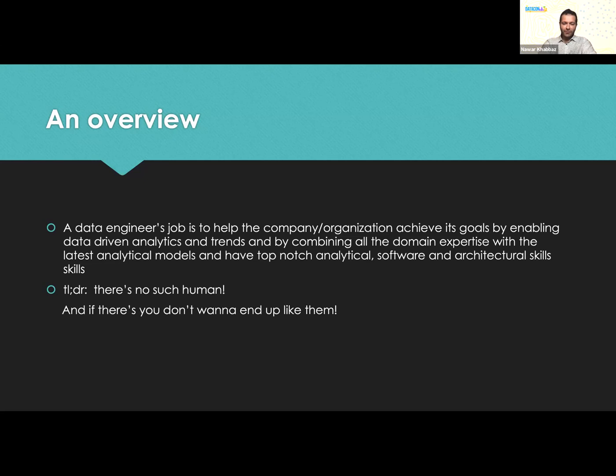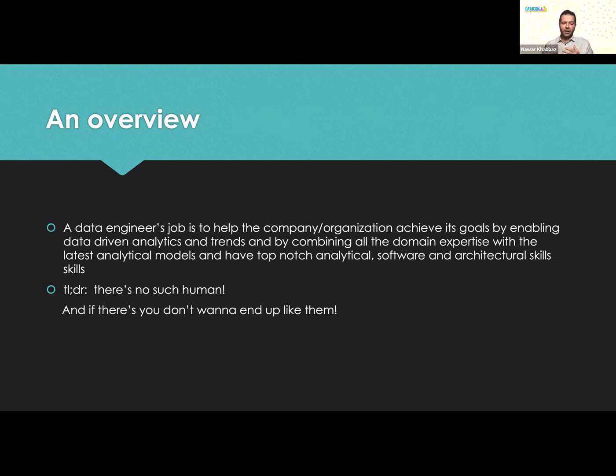So in that path, I learned that the data engineer's job is to help the company or the organization to achieve its goals by enabling the data-driven analytics and trends by combining all the domain expertise with the latest analytical models and have top-notch analytical software architectural skills, all of that combined. So TLDR, there is no such human, because if you have the top-notch domain expertise, you probably don't have the top-notch analytical and software and architectural skills.